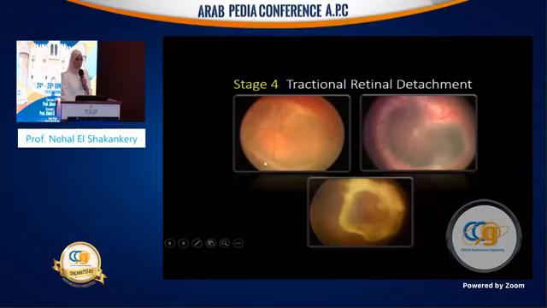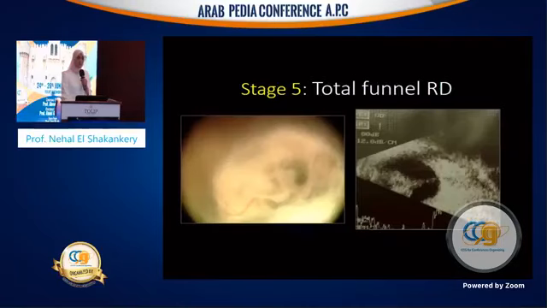Now there is separation of the periphery of the retina. This is the white thing. It's a fractional retinal detachment. And finally, stage 5 retinopathy of prematurity, which is a funnel-shaped retinal detachment. The retina is totally detached, fibrotic and necrotic, leading to total blindness.